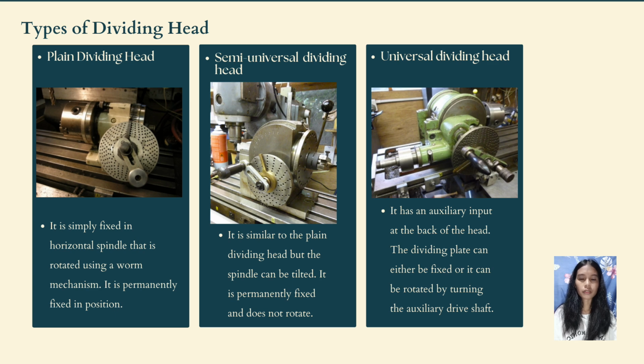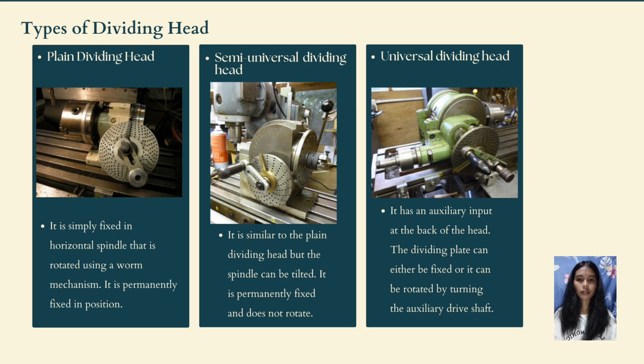The semi-universal dividing head is similar to the plain dividing head, but the spindle can be tilted. On the semi-universal dividing head, the spindle will tilt so its axis will move from about 5 degrees below the horizontal to about 5 degrees past the vertical. In this case, the dividing plate is always permanently fixed. In other words, it does not rotate.